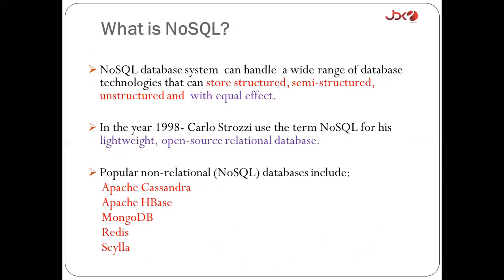The term NoSQL was created in 1998 and was used for lightweight open source relational databases. There is no need to install, no need for configuration, and no need to start and stop a server. So these are lightweight components. It's an open source relational database. Popular non-relational databases include Apache Cassandra, Apache HBase which supports Hadoop, MongoDB, Redis, and Solr. These are the databases used in NoSQL.